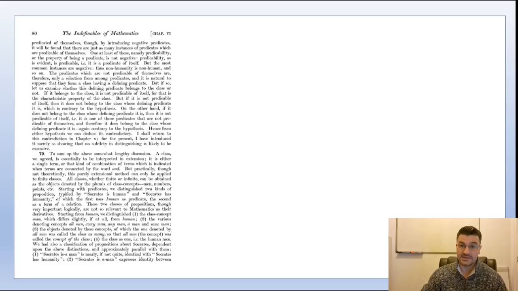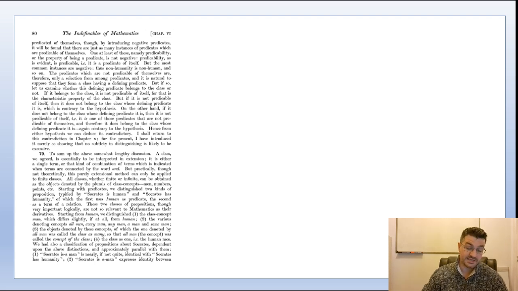So human and humanity, we saw, represent the same concept. I've said this many times, but it's important: there's a grammatical difference there, but not a philosophical distinction. These two classes of propositions, though very important logically, are not so relevant to mathematics as their derivatives.